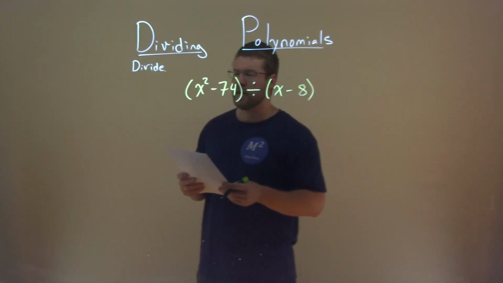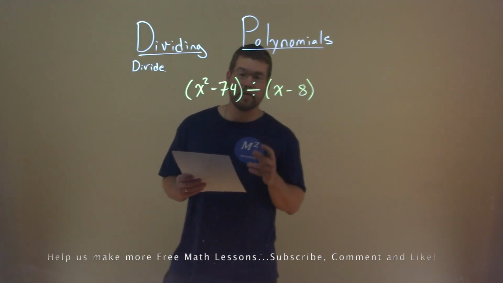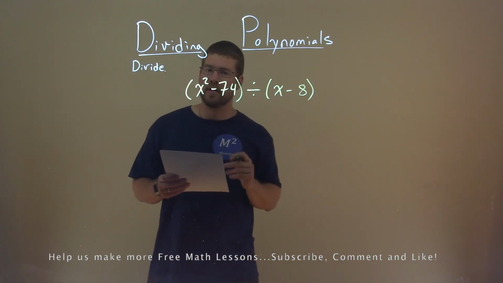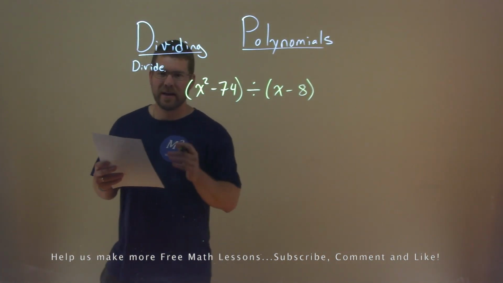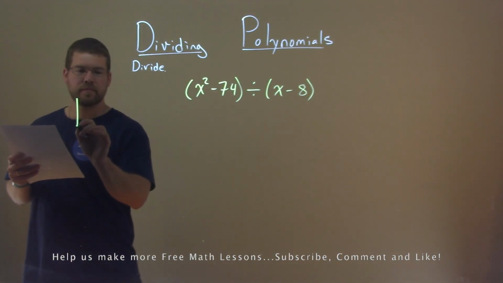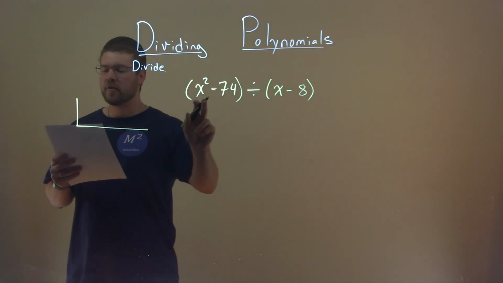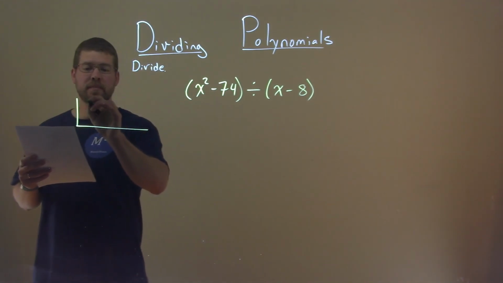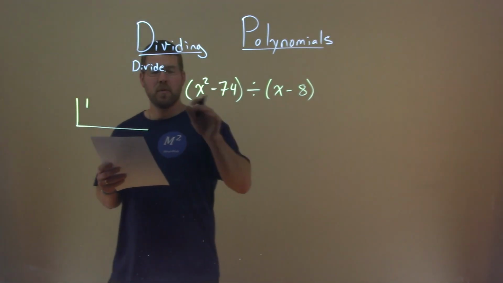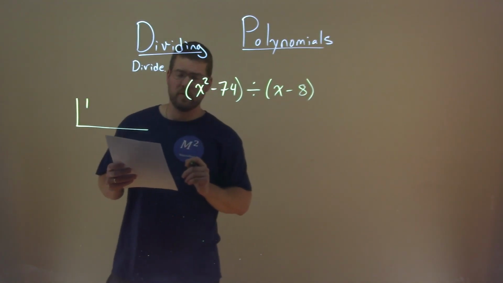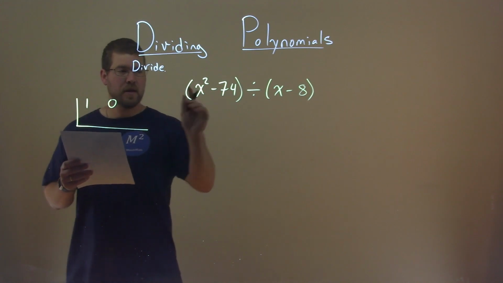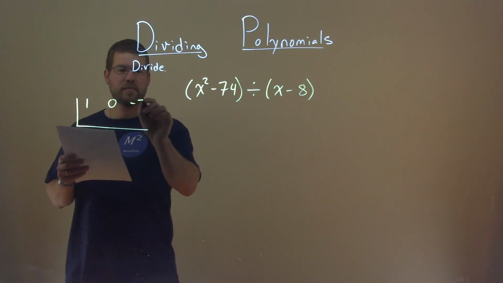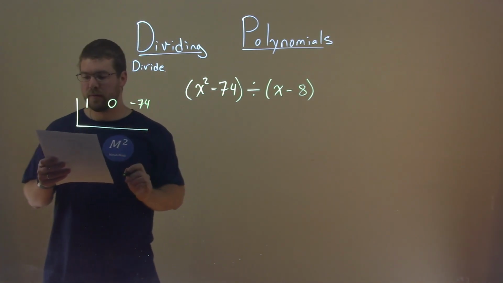We're given this problem right here, x squared minus 74 divided by x minus 8, and we need to divide this. Well, let's go set up synthetic division here. We look at the first part. What's in front of x squared is a 1. That's its coefficient. We don't have an x value there, so we put a 0 in its place. Then we can go to the negative 74. Don't forget that 0 is very important.